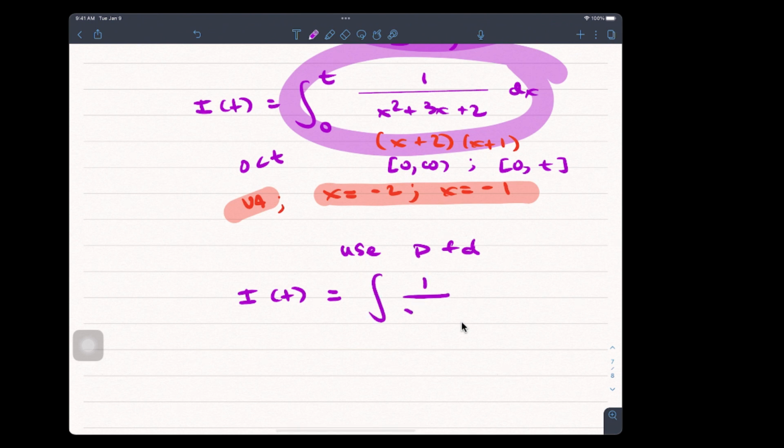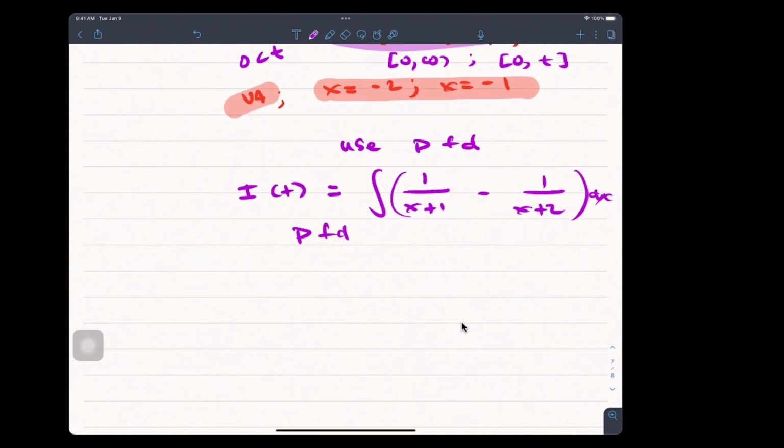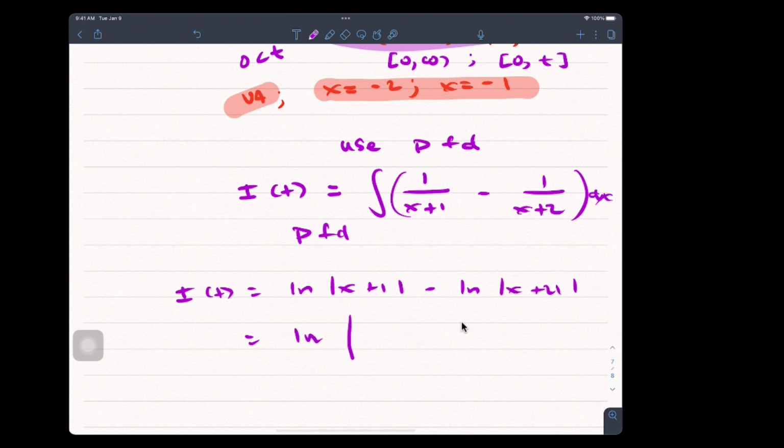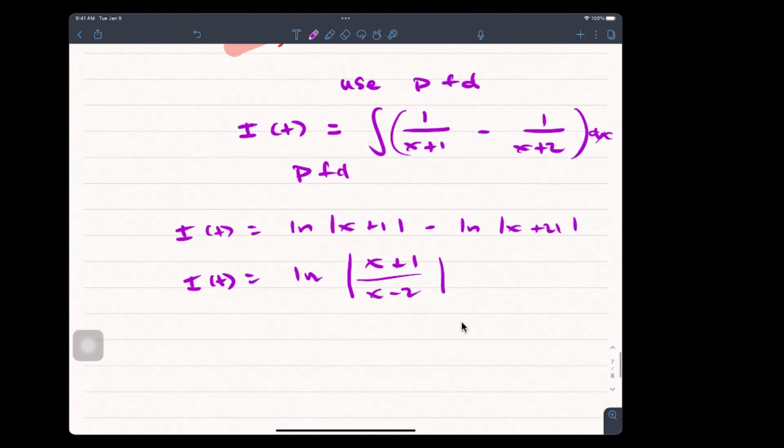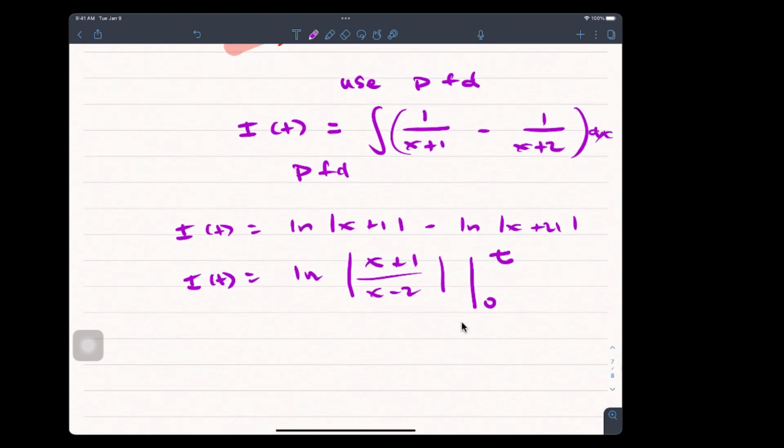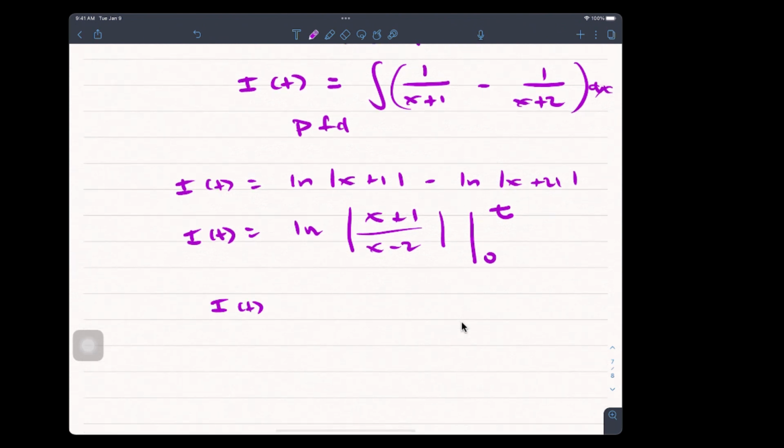You're going to integrate 1 over x plus 1 minus 1 over x plus 2 dx. You'll get this by partial fraction decomposition. So this is the natural log absolute value of x plus 1 minus natural log absolute value of x plus 2, which is natural log absolute value of x plus 1 over x plus 2. And you have to evaluate this from 0 to what? t. So you know what you end up with? If you plug in those things, you get natural log of t plus 1 over t plus 2 minus natural log of 1/2, if you plug in the 0.